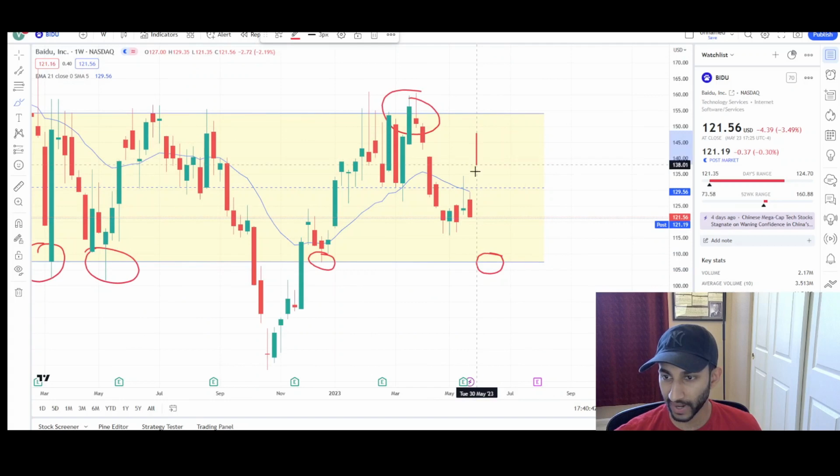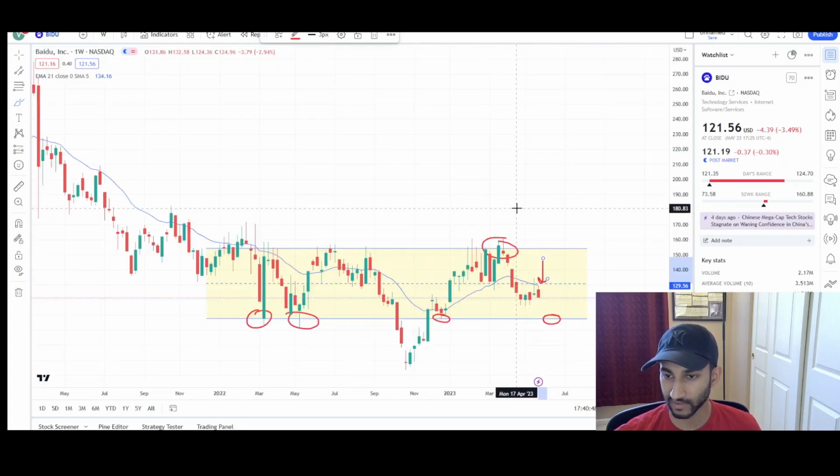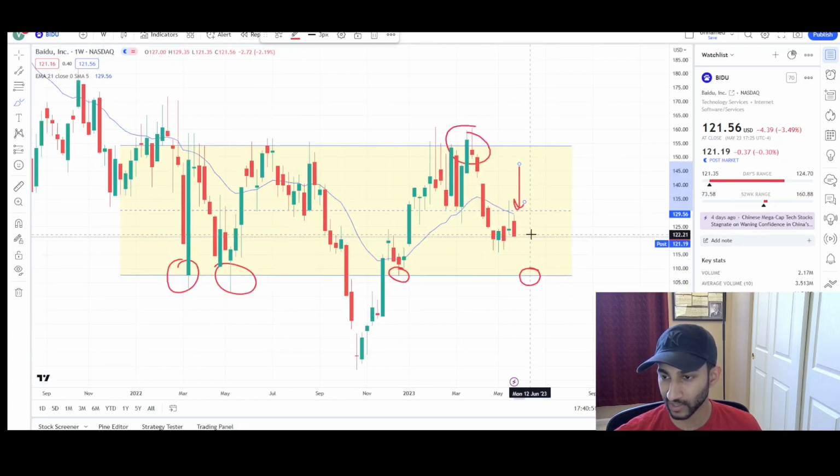Since prices pulled back to the EMA, it got rejected pretty strongly. We're seeing follow through. We're probably going to see continuation towards the downside. That's what looks more likely to occur.